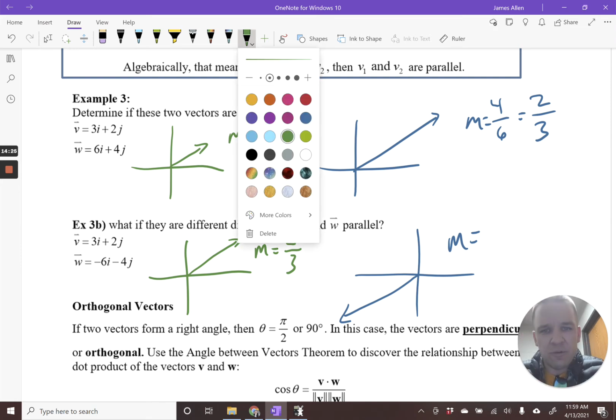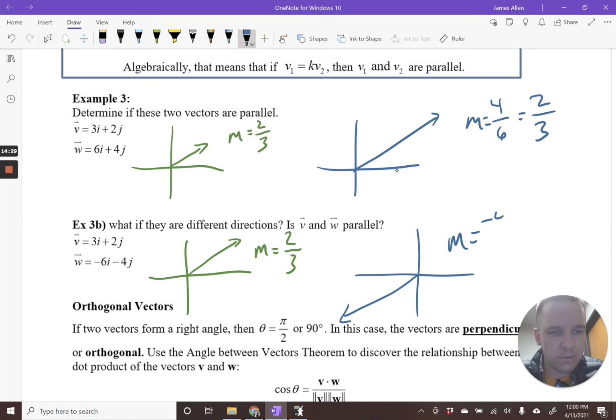All right. So for this one, I had a rise of -4 and a run of -6, which simplifies to 2 over 3. So they have the same slopes. They are parallel, okay? So even if they're going opposite directions, if their slopes are the same, they are parallel. Fantastic, wonderful. I think we can move on from parallel.